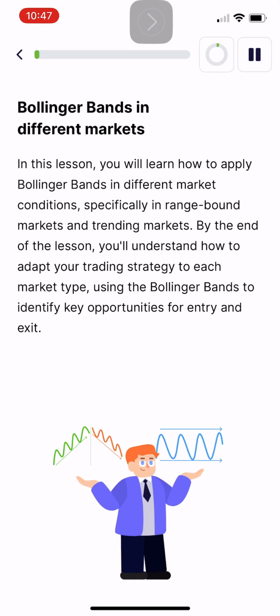Bollinger Bands in different markets. In this lesson, you will learn how to apply Bollinger Bands in different market conditions, specifically in range-bound markets and trending markets. By the end of the lesson, you'll understand how to adapt your trading strategy to each market type, using the Bollinger Bands to identify key opportunities for entry and exit.